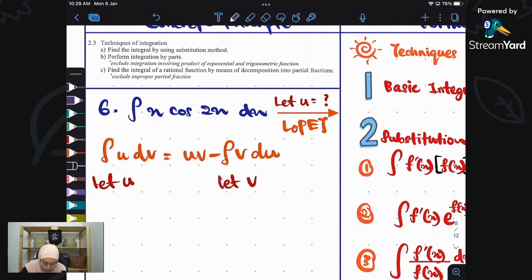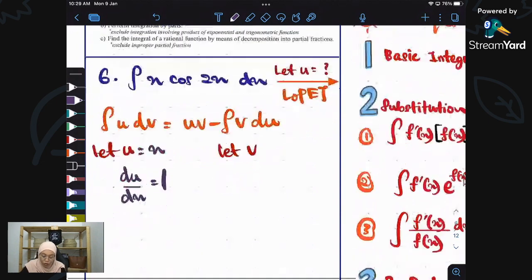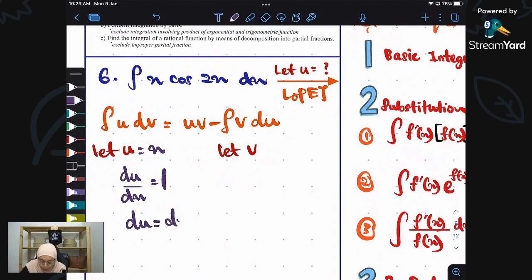Apakah u kita? U kita adalah x, therefore I differentiate u with respect to x, gonna give me 1. Therefore, du is equals to dx. While my dv right now here, bukan v, it's a dv, guys. So sorry, it's a dv. Let dv is equals to cos 2x dx.